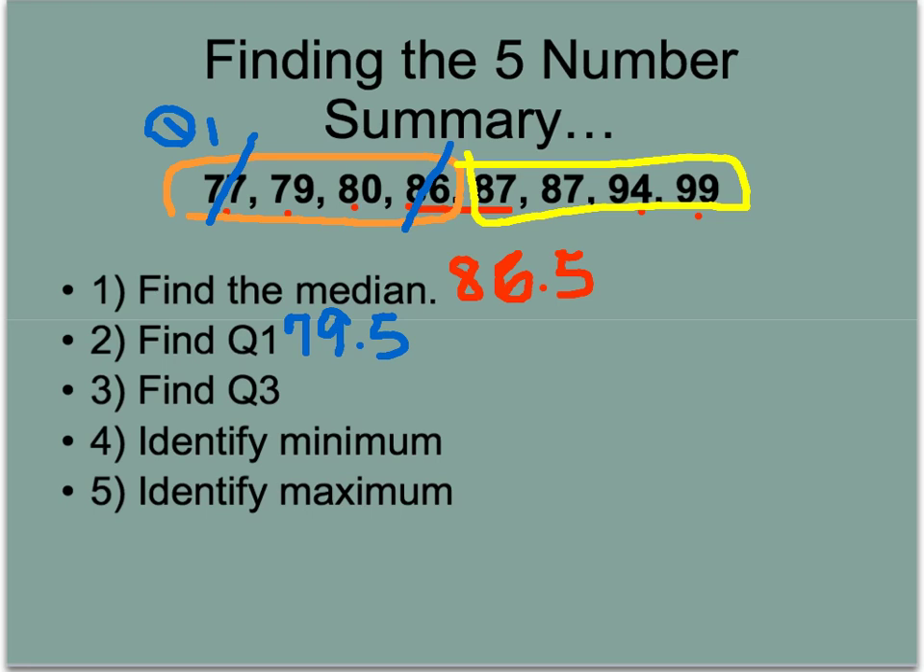For quartile 3, again, there are 4 data, so I mark off 1, and the 2 in the middle, 87 plus 94, divided by 2 gives me a median of 90.5, and that represents my quartile 3. The minimum value is 77, and the maximum value is 99. And those are the 5 numbers I need in order to make my box plot.